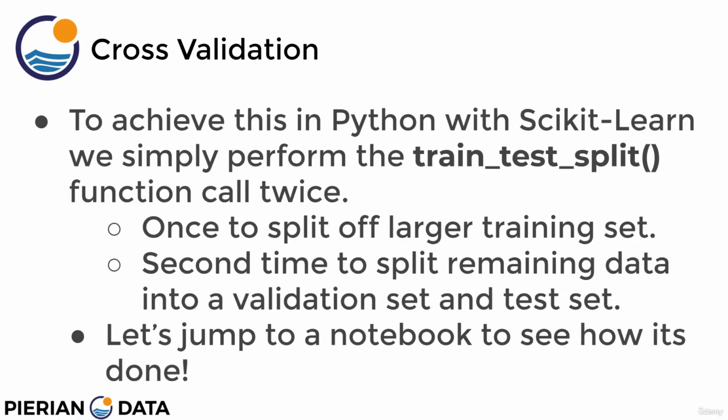To achieve this in Python, what we're going to do with scikit-learn is just simply perform the train test split function call twice. We call it once to split off that larger training set, so we'll split off 70% and just immediately label training. And then that remaining 30% we're going to call other, and then we're going to perform train test split a second time to split that remaining data into a validation set and a test set. Let's jump to a notebook to see how this is done.